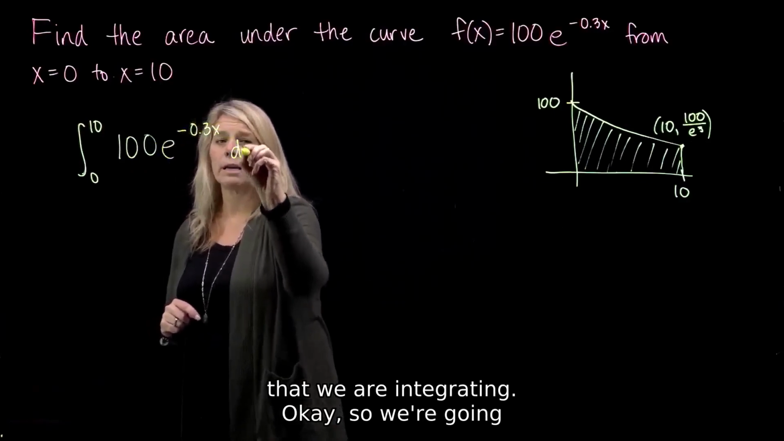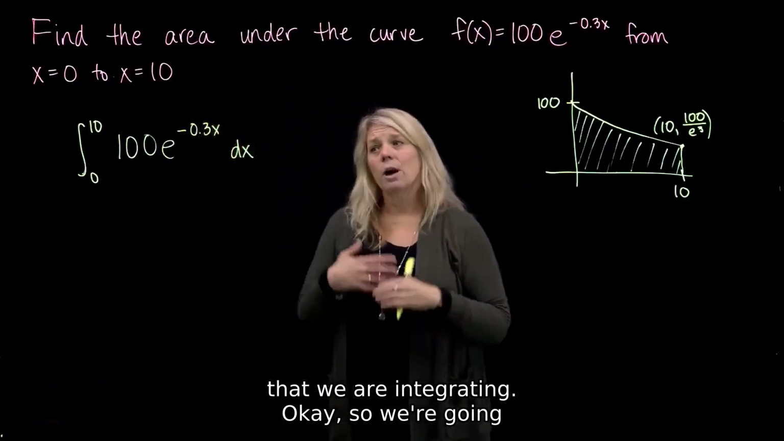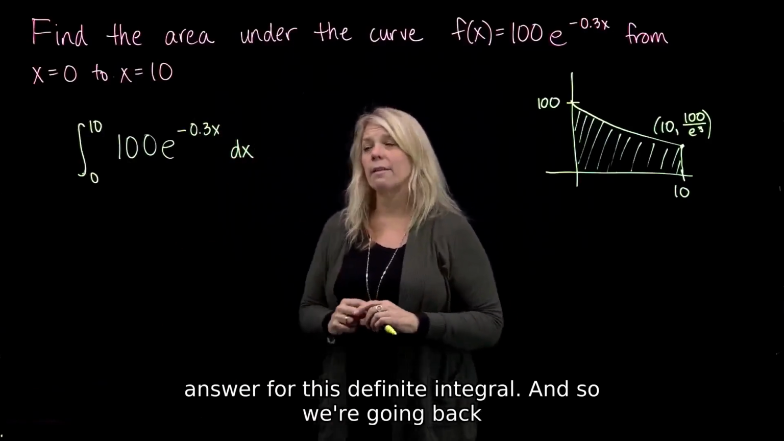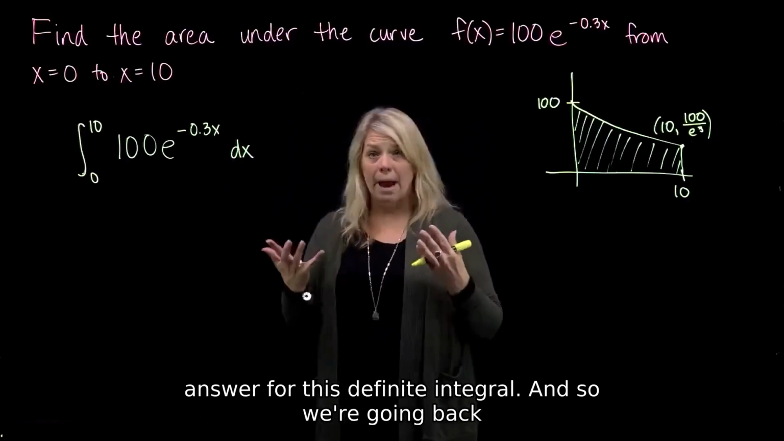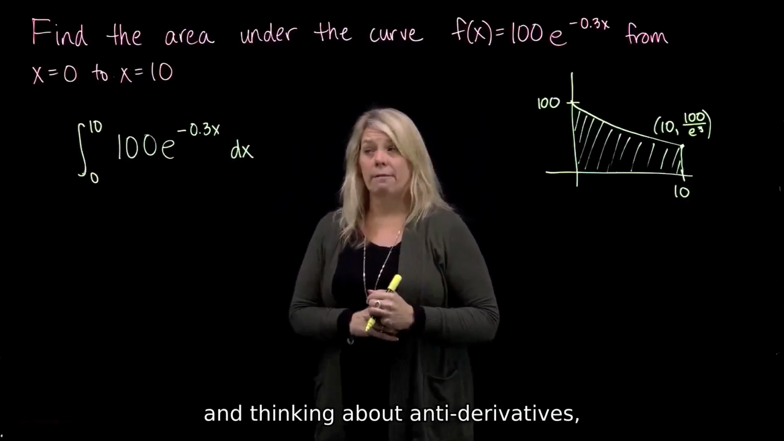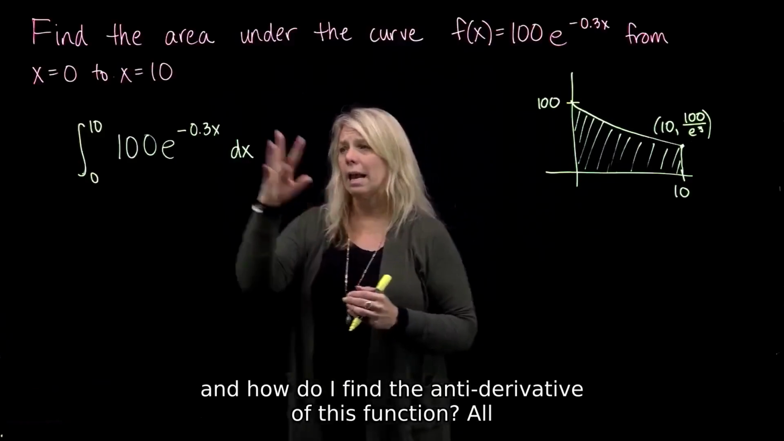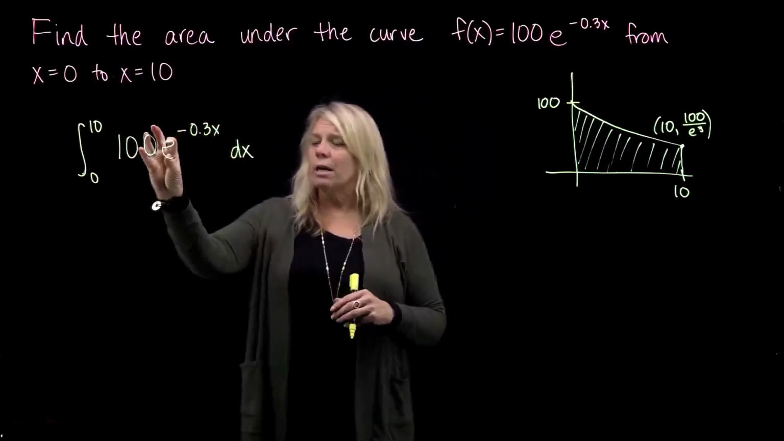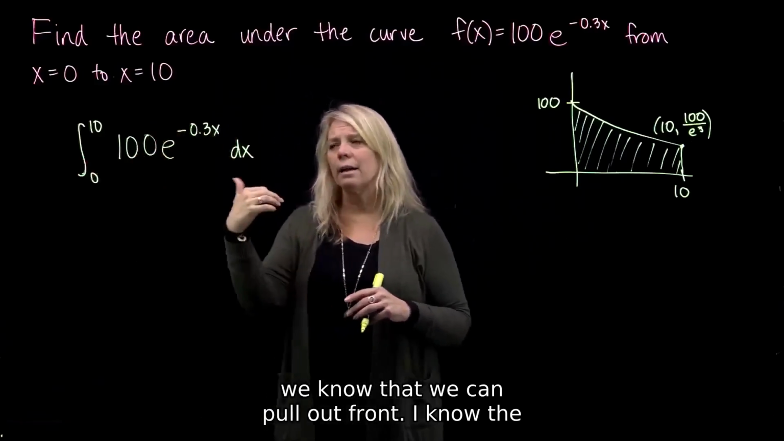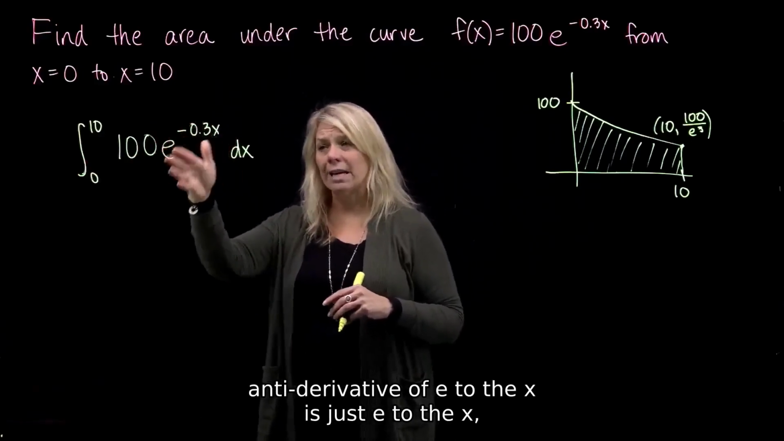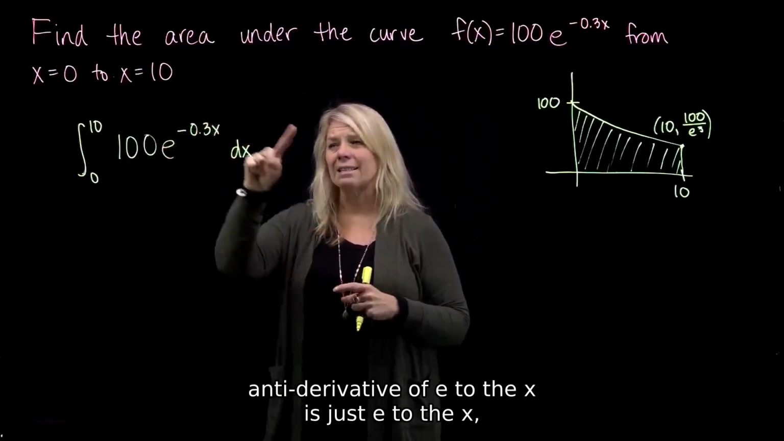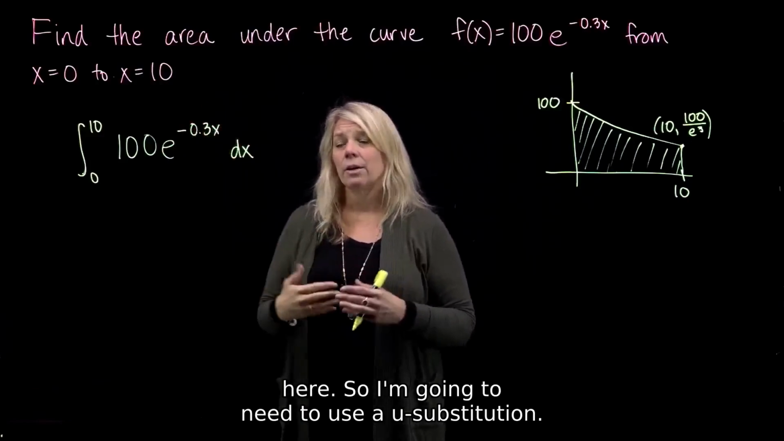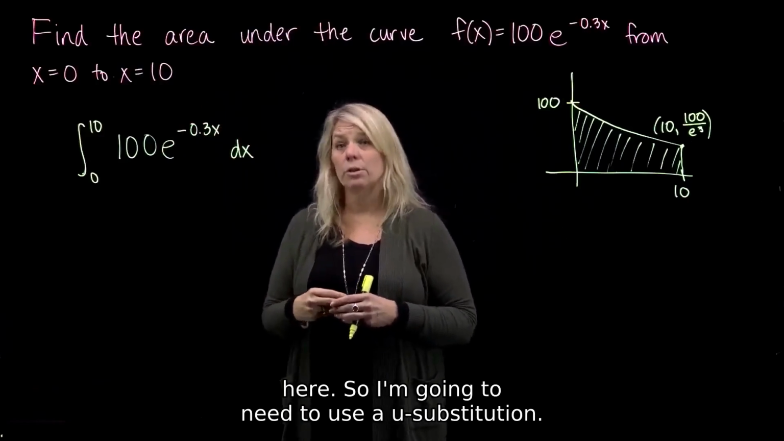that we are integrating. Okay, so we're going to use the fundamental theorem of calculus to find the answer for this definite integral. And so we're going back and thinking about antiderivatives. And how do I find the antiderivative of this function? All right, so the 100, we know that we can pull out front. I know the antiderivative of e to the x is just e to the x. But here I don't just have x in the exponent. So I'm going to need to use a u substitution.